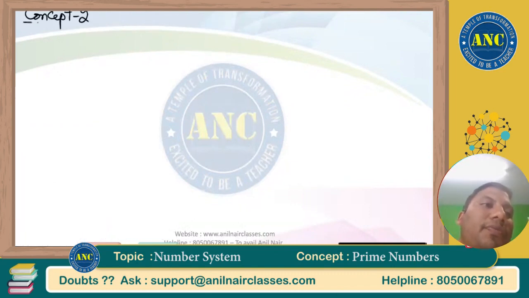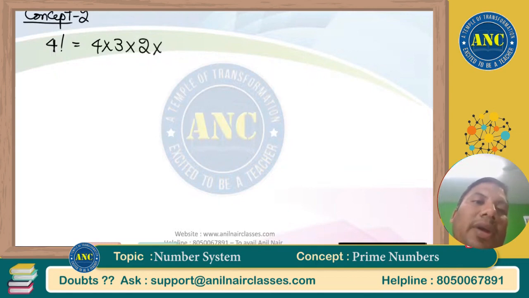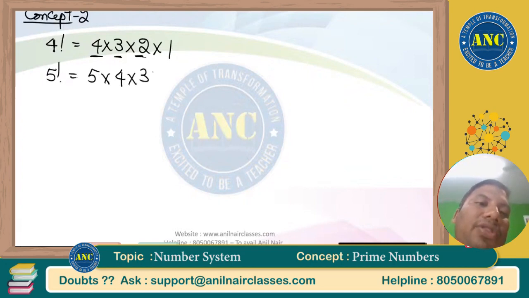Concept 2. Now, if you see here, 4 factorial is nothing but 4 into 3 into 2 into 1. Am I right? So this is divisible by 2, this is divisible by 3, and it is divisible by 4. 5 factorial is 5 into 4 into 3 into 2 into 1. It is divisible by 2, it is divisible by 3, it is divisible by 5.